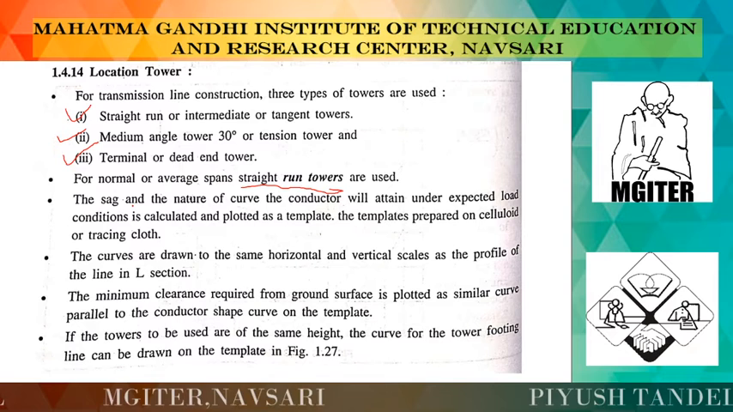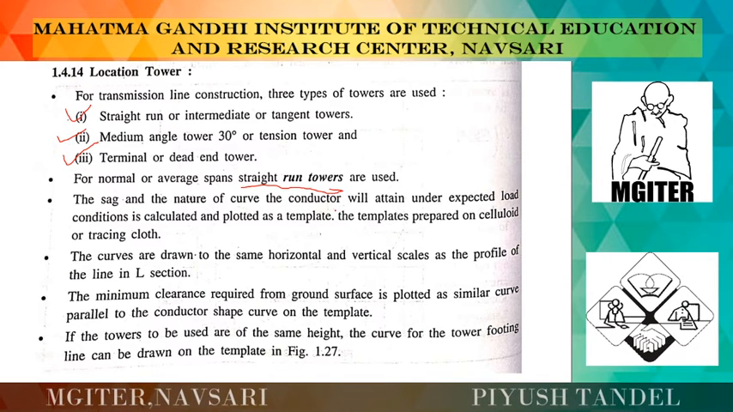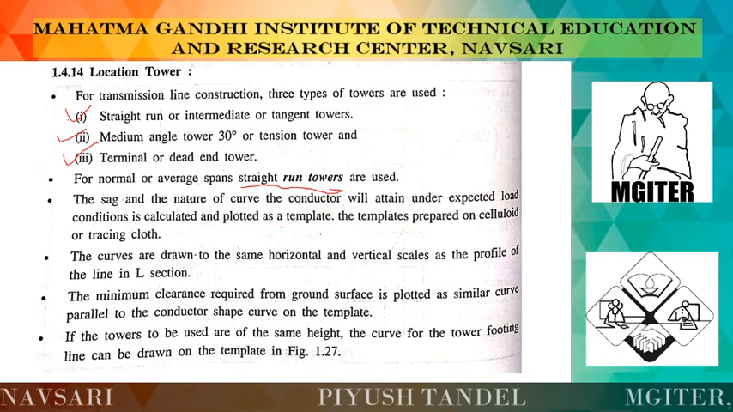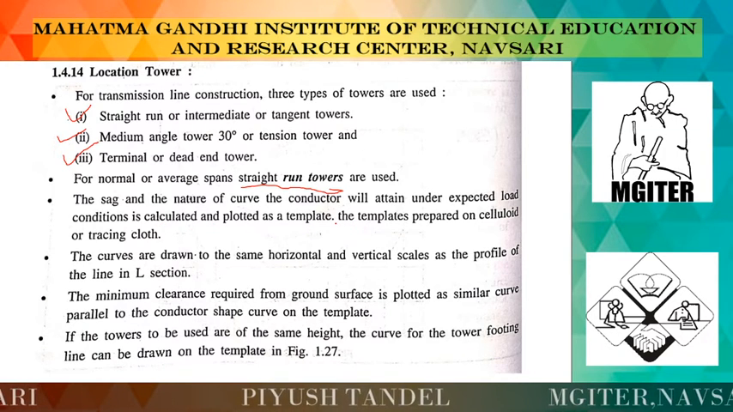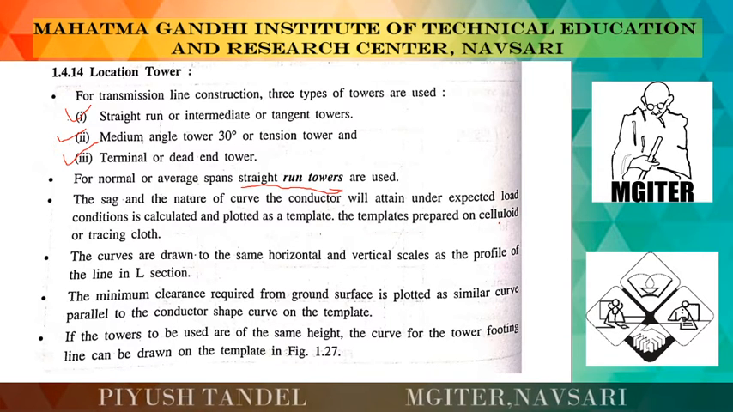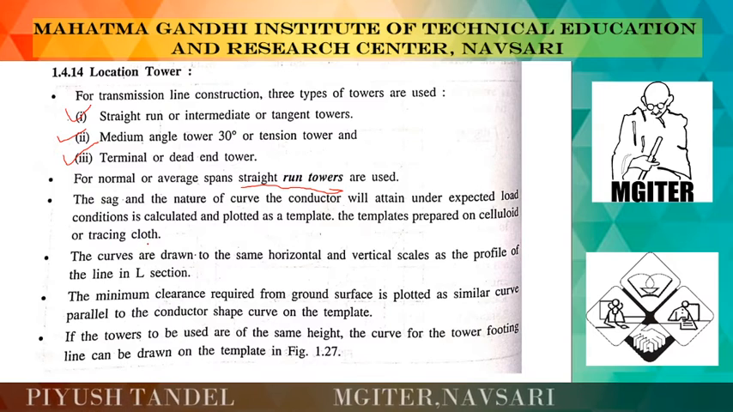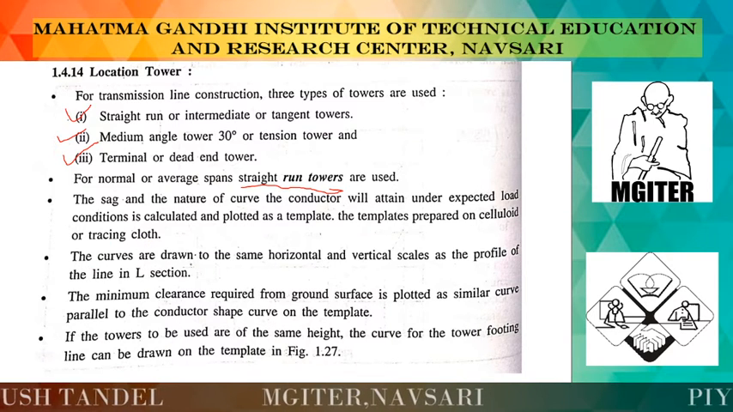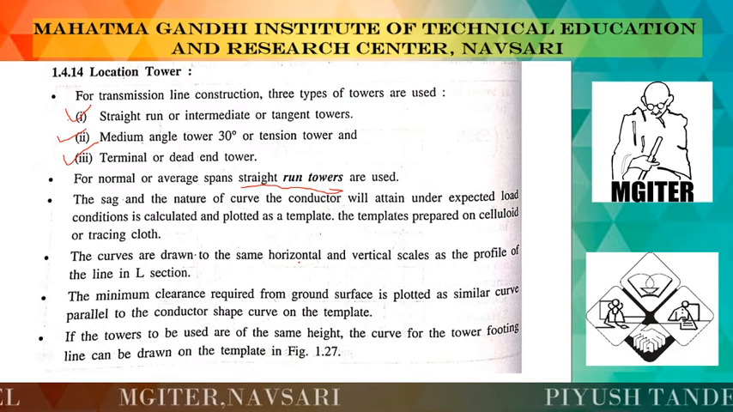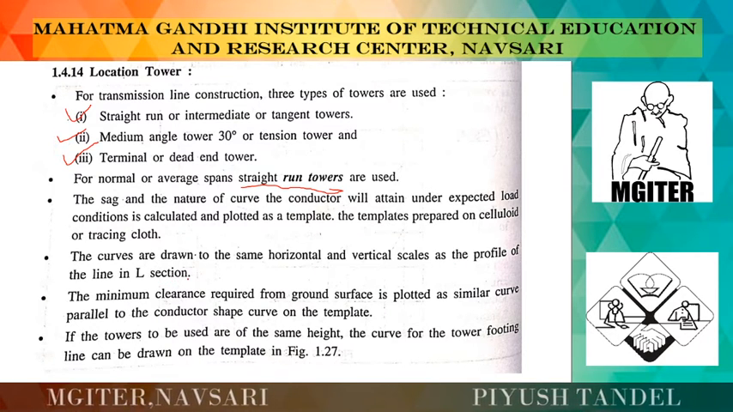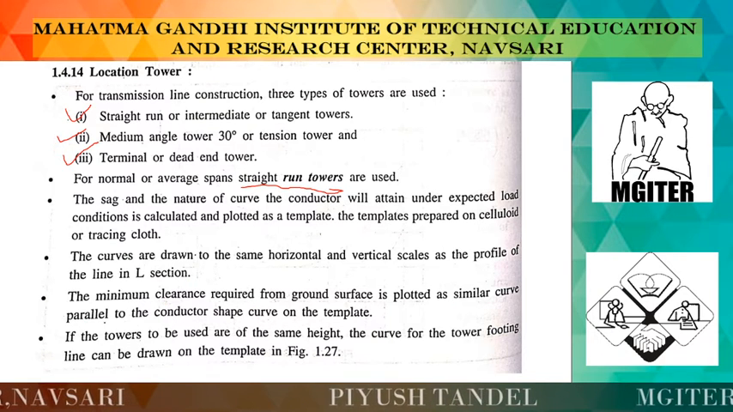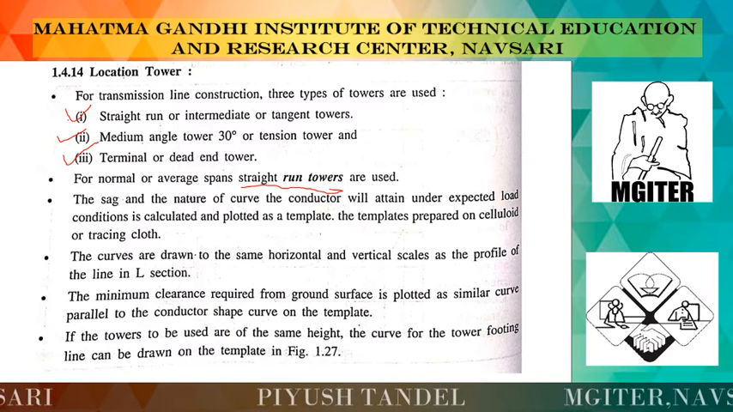And the sag and the nature of the curve the conductor will attain under expected load conditions is calculated and plotted as a template. That we already studied previously. The templates are prepared on celluloid or tracing cloth. Now the curve is drawn to obtain the same horizontal and vertical scale as the profile of the line in sections. The minimum clearance required for the ground clearance is also plotted in a similar curve parallel to the conductor shape curve on that template.